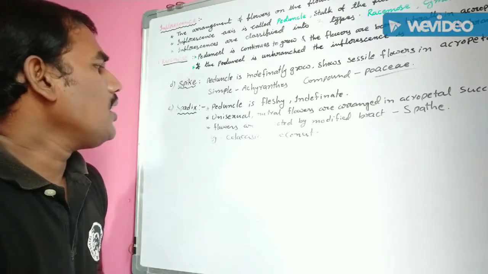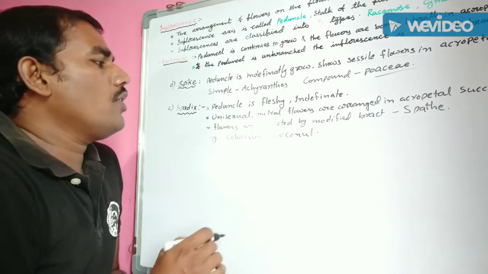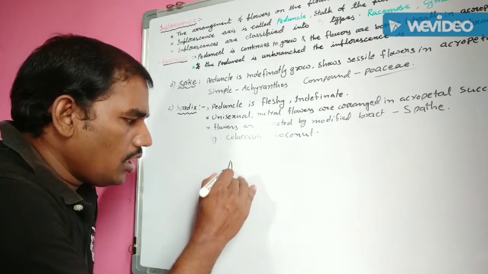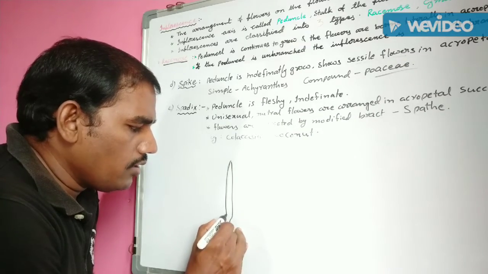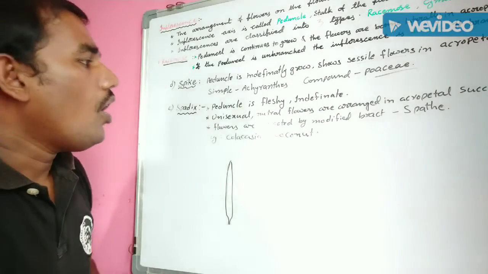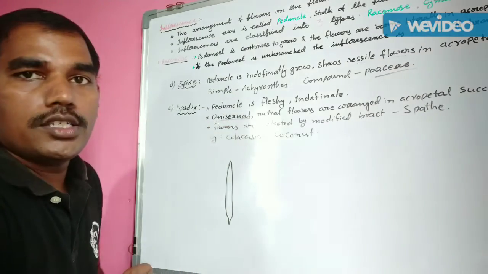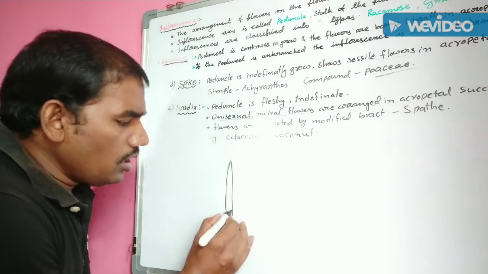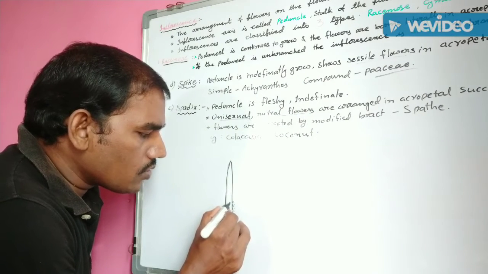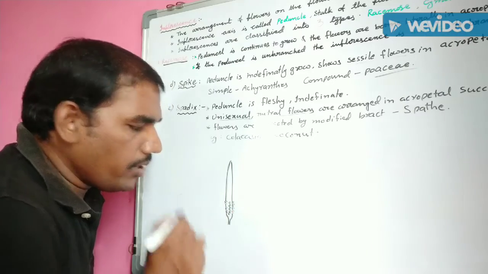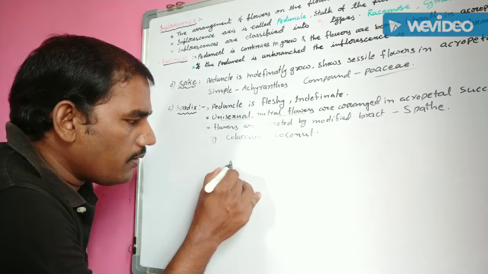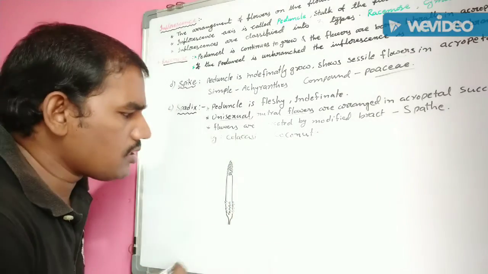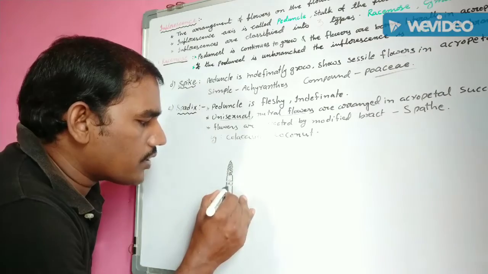Next one, spadix inflorescence. Spadix inflorescence means that the peduncle is fleshy and also indefinitely growing. On this peduncle there are unisexual flowers. Unisexual and neutral flowers are arranged in acropetal succession. Suppose the female flowers are arranged at the base and male flowers are arranged at the apical portion of the fleshy peduncle, the fleshy inflorescence axis, and centrally located neutral flowers.